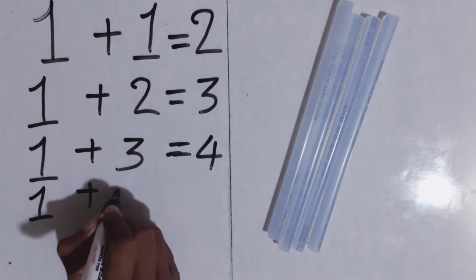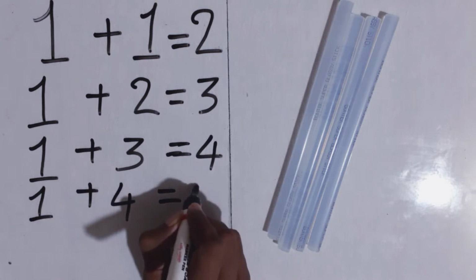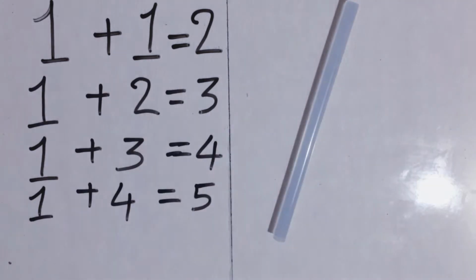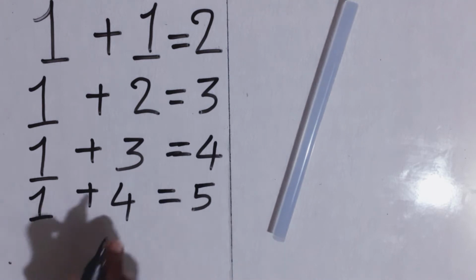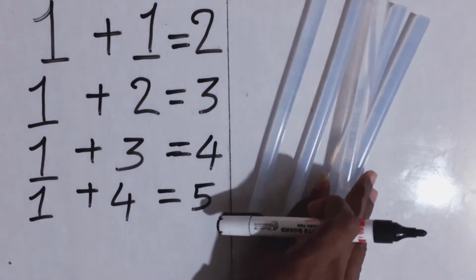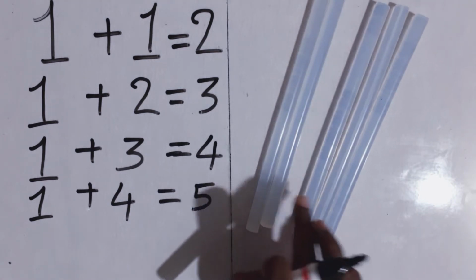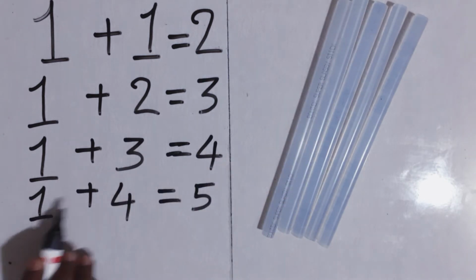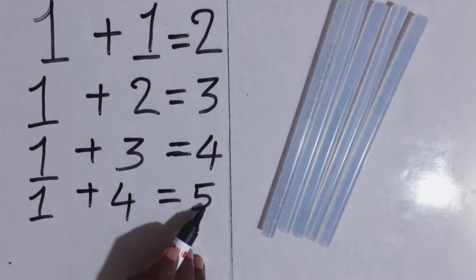1 plus 4 is equal to 5. This is one stick. If we add 4 sticks, now you count here 1, 2, 3, 4, 5. 1 plus 4 is equal to 5.